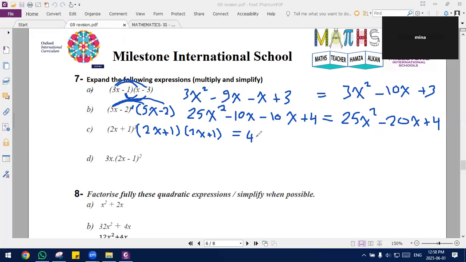Are you sure? 2 times 2 is 4x squared. And then 2x times plus 1, which is plus 2x. And then plus 1 times 2x, which is plus 2x. And then 1 times 1 is 1.